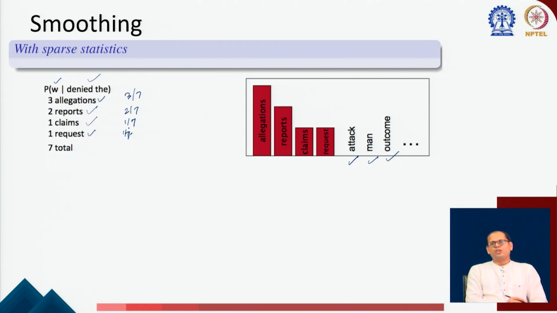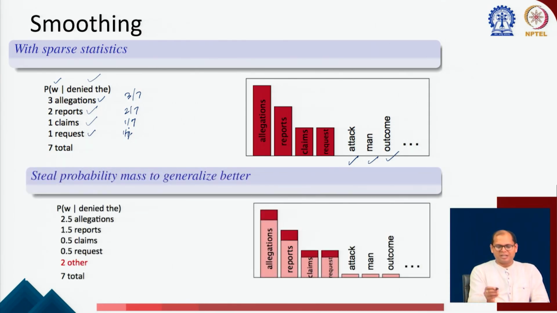Right? So what you can do is steal some probability mass from these words and give it to the words that have not been seen. So you steal probability mass and generalize better. Let's say I steal 0.5 count from each, and I get a count of 2, and this 2 I distribute among everything else in my vocabulary, right?